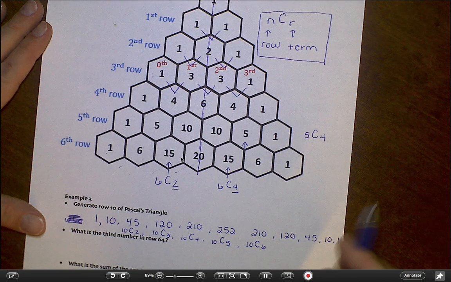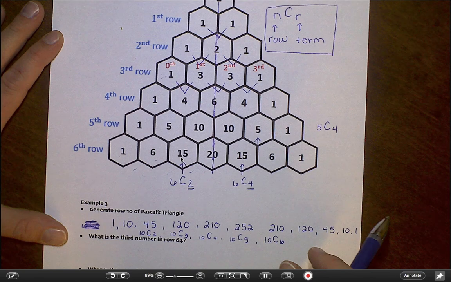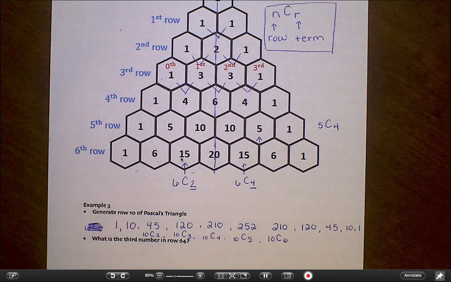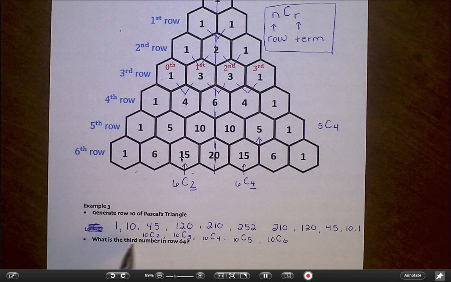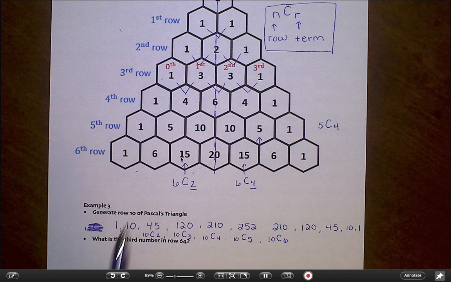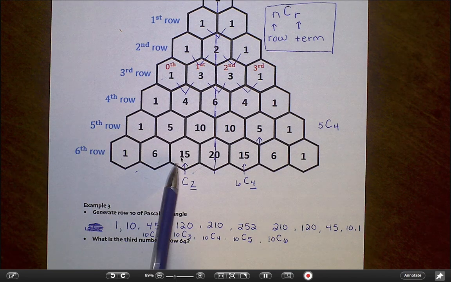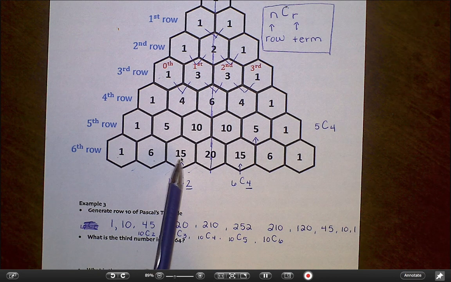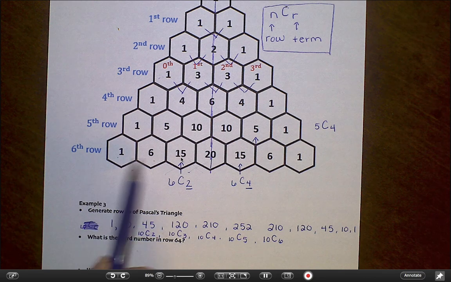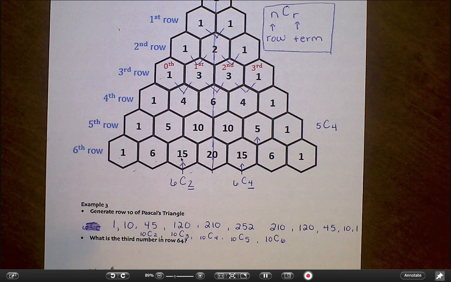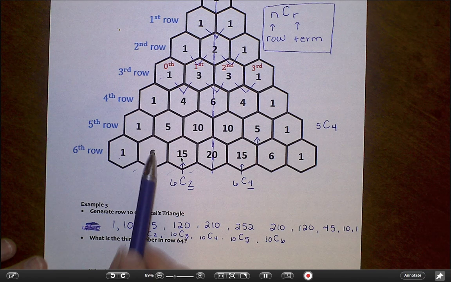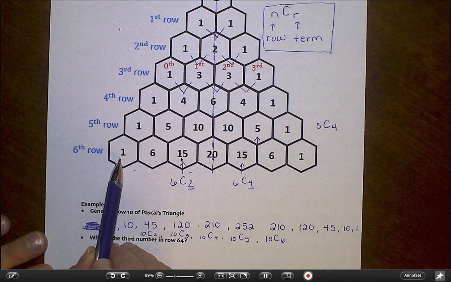Okay, what is the third number in row 64? I try really hard on assessments to be specific about what I mean by the third number, but for our purposes, the third number is like the counting number. So this would be the third number, even though it would be term 2 in that row. This is talking about which one is in the physical third position. Maybe that would have been a better way to ask that question: what's in the third position? The third position, remember, would actually be term 2 because we're starting at 0, like 0, 1, 2.